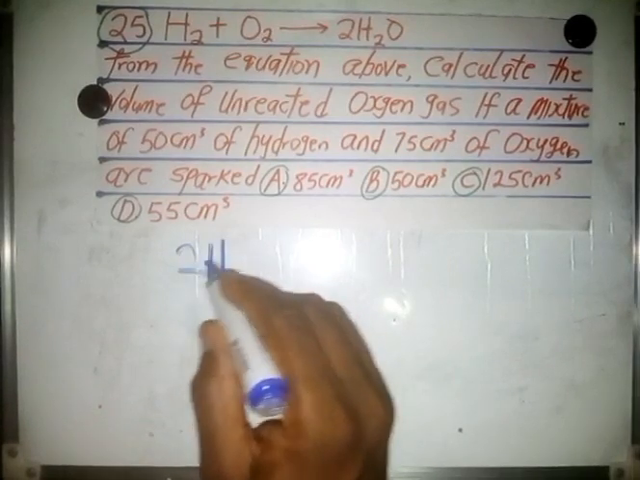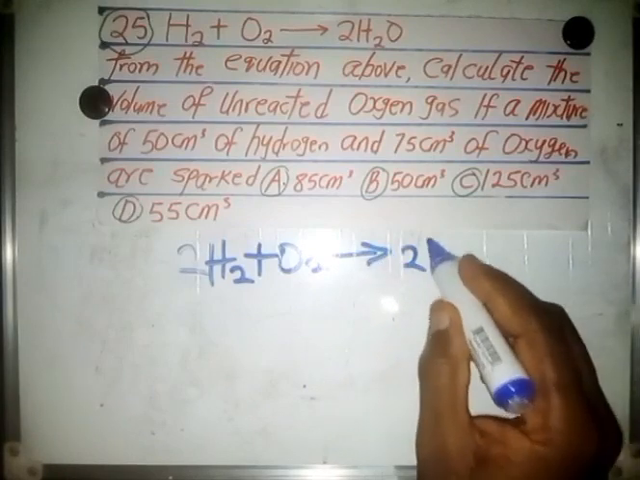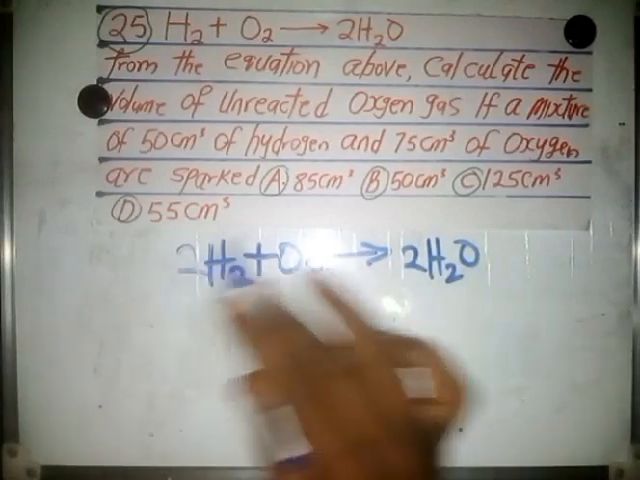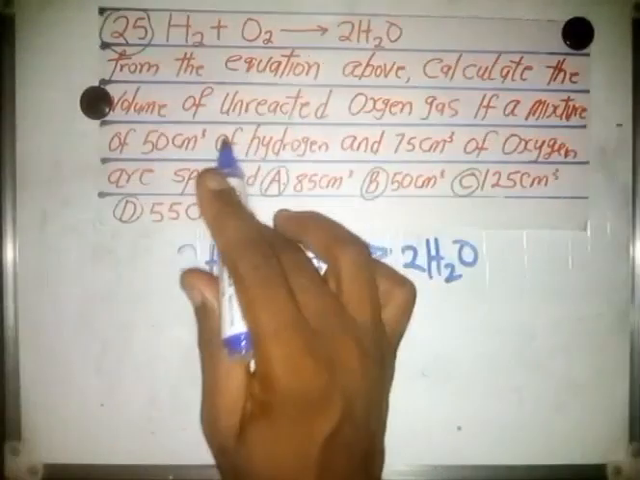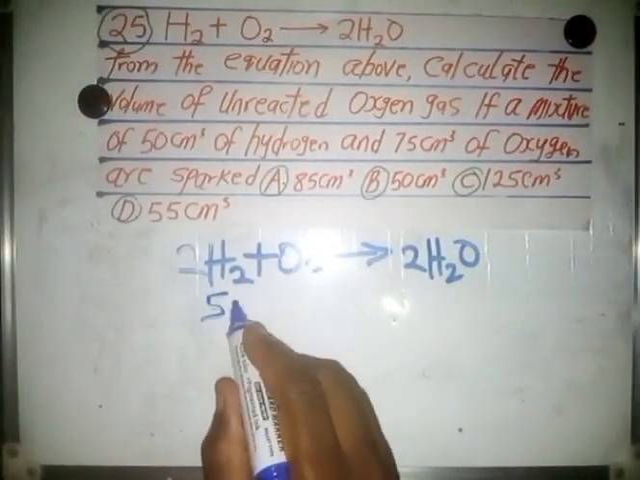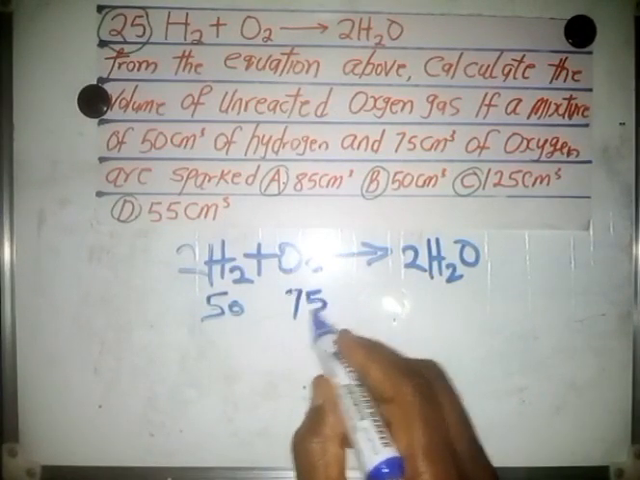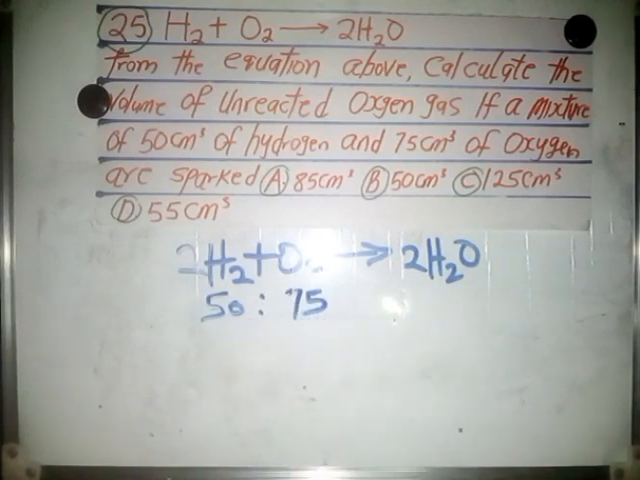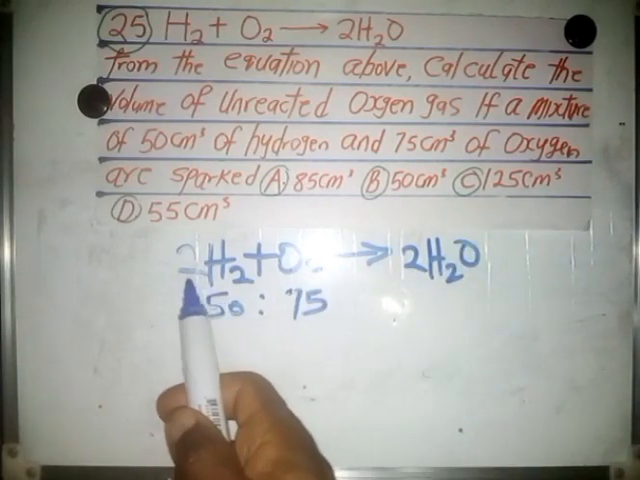So I put 2 at the front of hydrogen to balance the equation. So it's balanced now. I just put 2 here, so everything will be balanced. This 4, 4, 2, 2. So in the question, it said 50 cm³ of hydrogen sparked with 75 cm³ of oxygen. So what we do is, since you look at the mole ratio, the mole ratio here is 2 to 1.